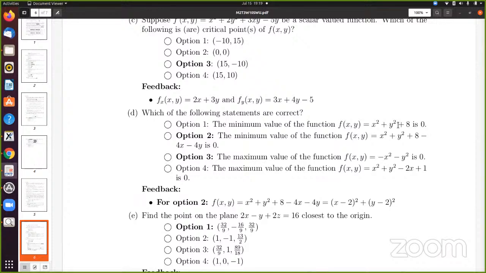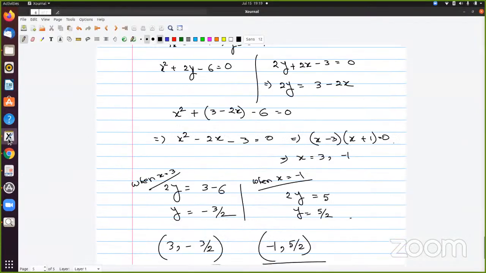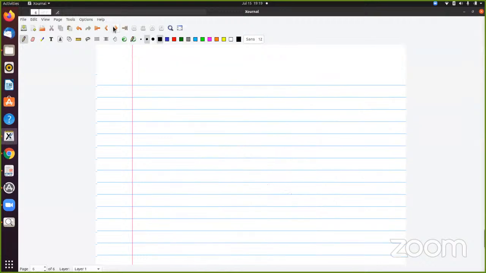Now for the second one, the minimum value of this function. How should we do it? x square plus y square plus 8 minus 4x minus 4y. Let's write it. Here they are asking for the global minimum. Because here we can find the global minima easily. So can we write it like this?